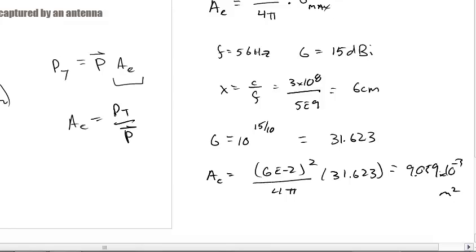So what effective area does is simply represent how much power is captured from a plane wave by an antenna and delivered to the receiving circuit. This area factors in losses intrinsic to the antenna, and very often we'll use effective or capture area as a method to calculate power transferred from one antenna into another antenna.